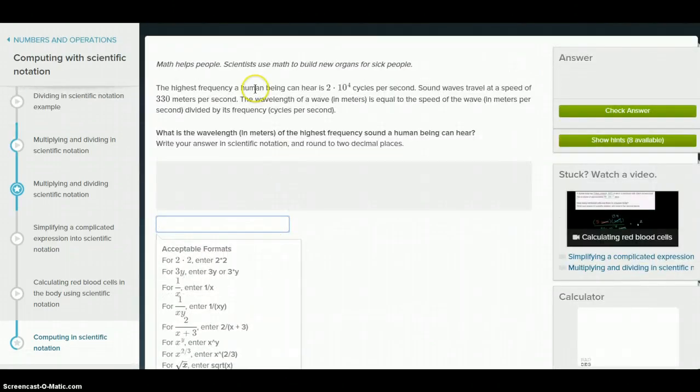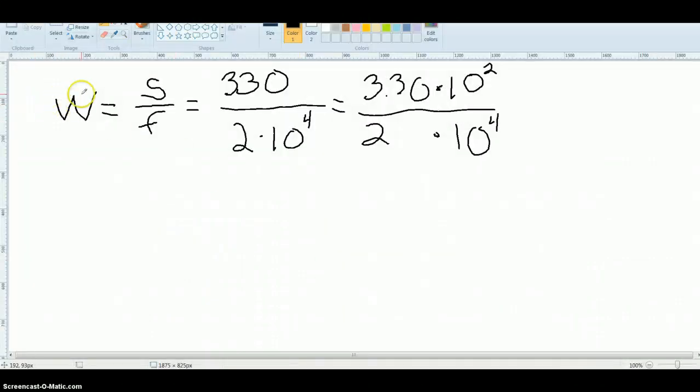So in this problem, it shows us that the highest frequency a human can hear has a frequency of 2 times 10 to the 4th cycles per second, and then the speed travels at 330 meters per second. Okay, so we're going to go down over here, and so we have the wavelength equals the speed divided by the frequency, and it gives us that in the problem. Alright, so the speed is 330, and the frequency is 2 times 10 to the 4th.